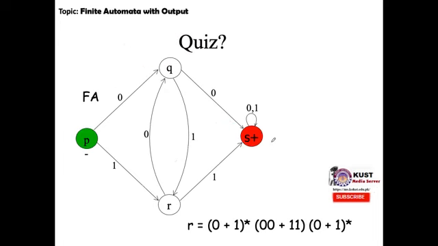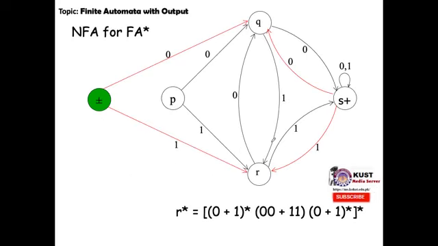Now let's see a quiz. This was another quiz I gave you, and you have to build an NFA for FA star. So this is the initial and final state. This is 0, this is 1, and for the final state we make sure that we create any combination of this string. So this is the NFA for FA star.